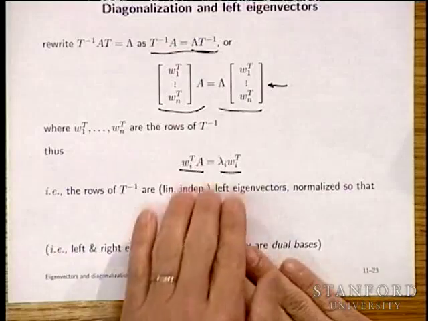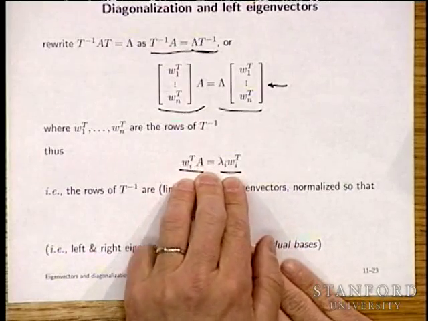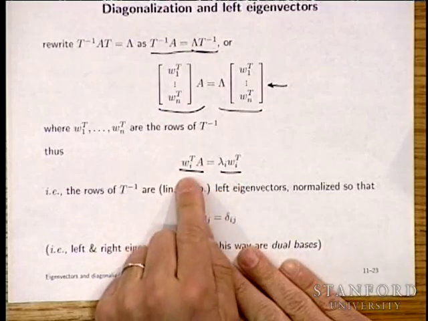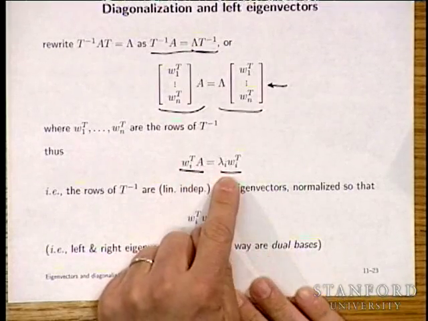So, all right. This says this. If you look at that equation, that's very simple. This says nothing more than that these wi's are left eigenvectors, period.